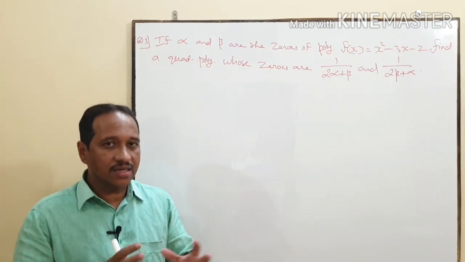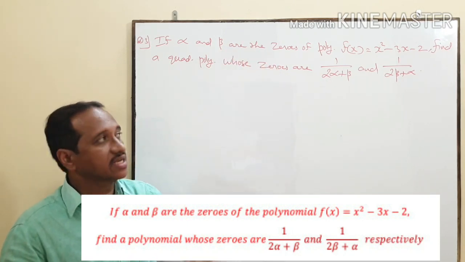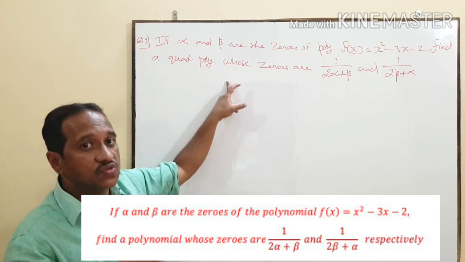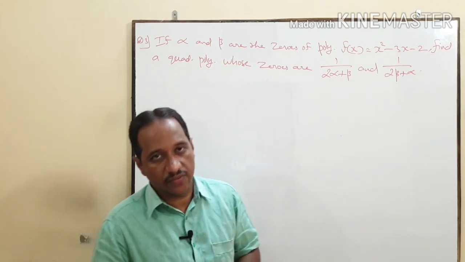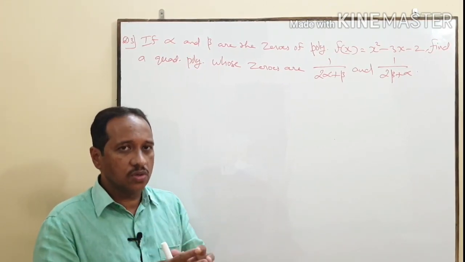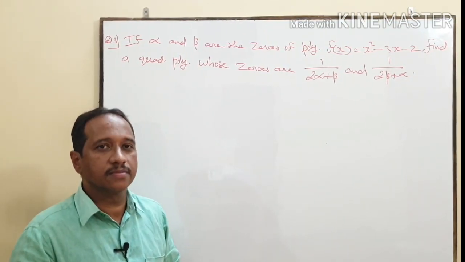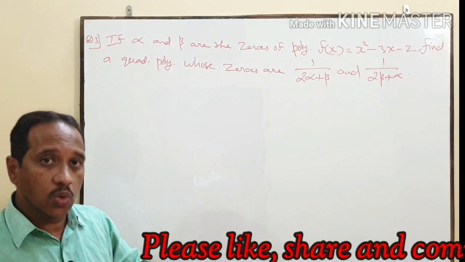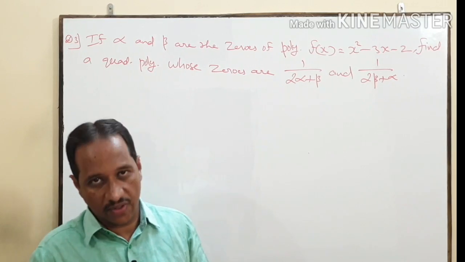Now we are going to see another type of question. If alpha and beta are the zeros of the polynomial f of x is equal to x square minus 3x minus 2, find a quadratic polynomial whose zeros are 1 by 2 alpha plus beta and 1 by 2 beta plus alpha. In this question, you are given a polynomial and also it is given that alpha and beta are the zeros of that polynomial. And we have to find a second polynomial, that is another polynomial whose zeros are 1 by 2 alpha plus beta and 1 by 2 beta plus alpha.